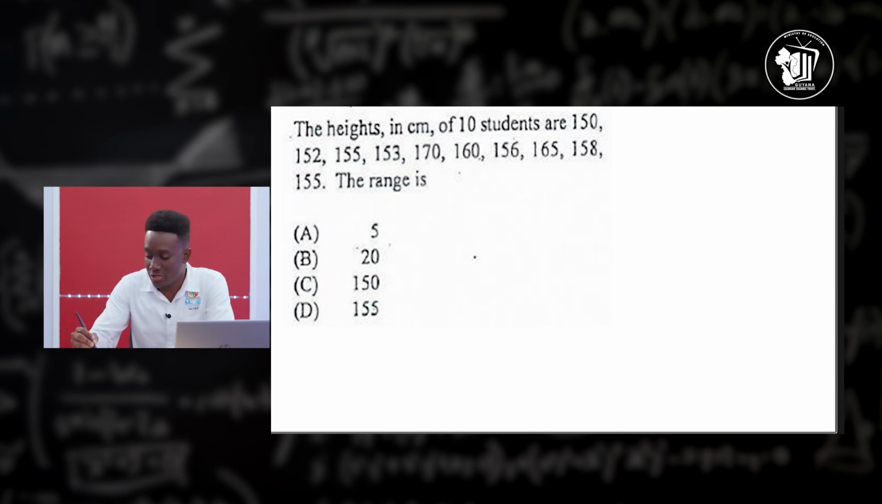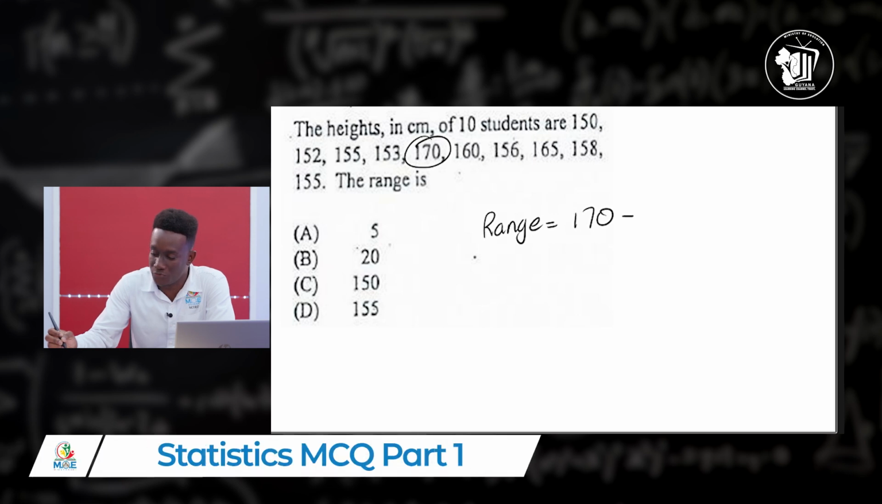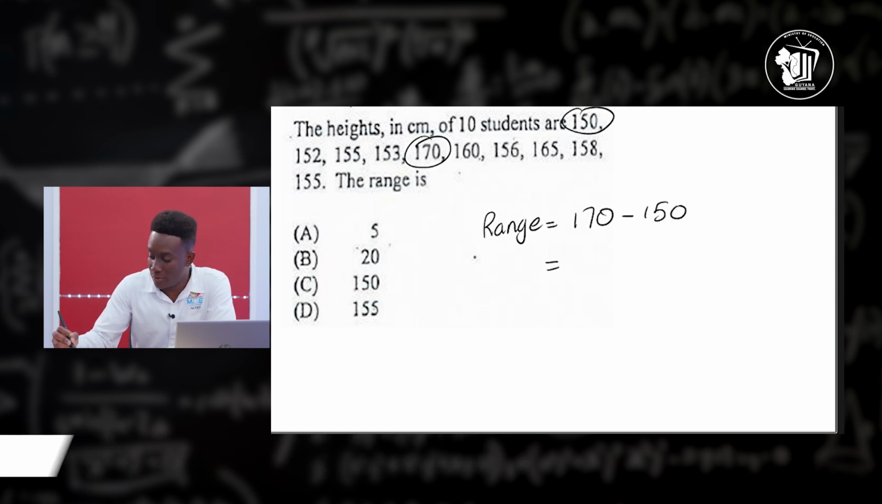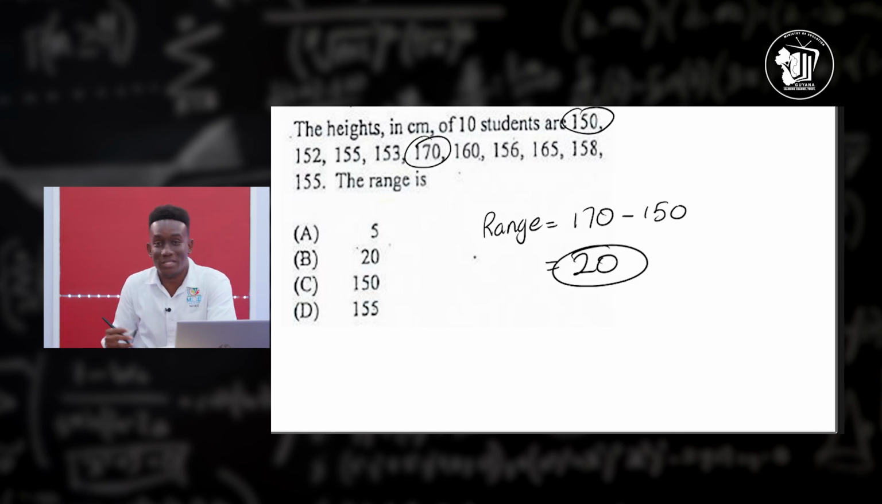So in this case, the range will be, the largest number here we see is what? 170. So it's 170. Subtract the smallest number, which we found to be, do we have any smaller than 150? 150. So the range here would be 170 minus 150, which gives me 20. So the range is simply 20, which is simply B.